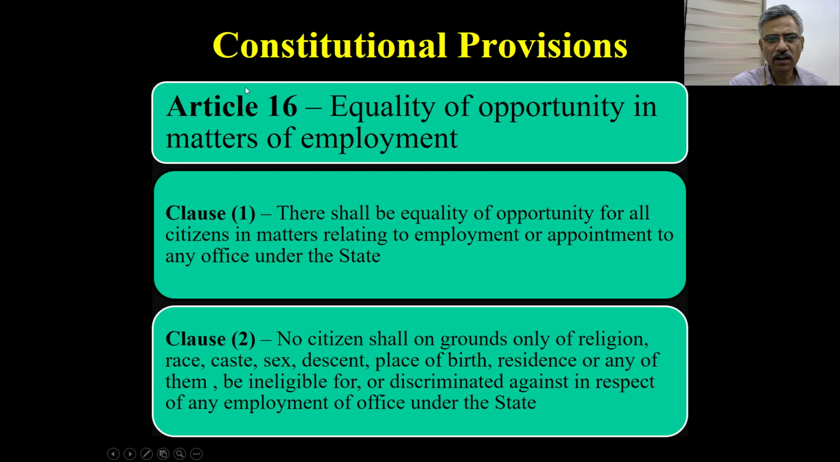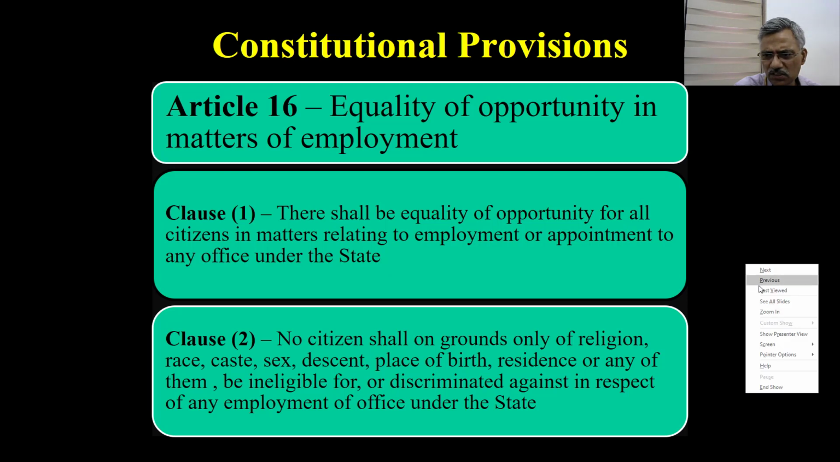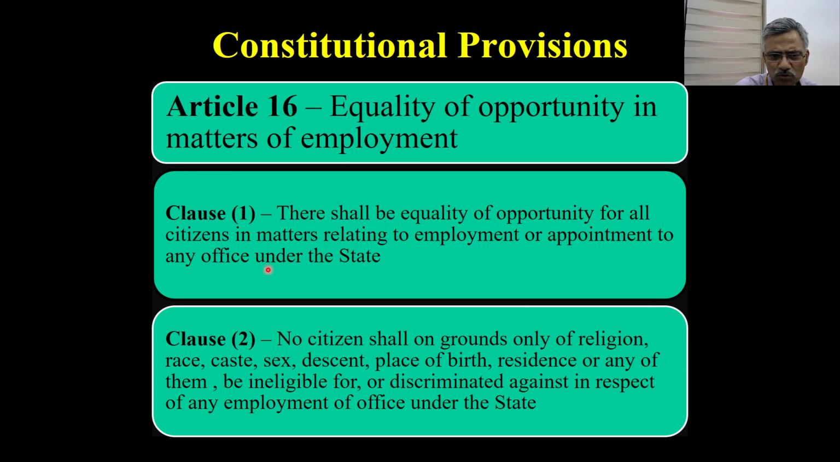As I said, Article 16 is an extension or an instance of Article 14. Article 14 was a general law of equality. Article 16 is specific to equality of opportunity in matters of employment, jobs. Clause 1 says there shall be equality of opportunity for all citizens in matters relating to employment or appointment to any office under the state. Now what does it mean? That means a person will get equal opportunity when it comes to jobs under the state.